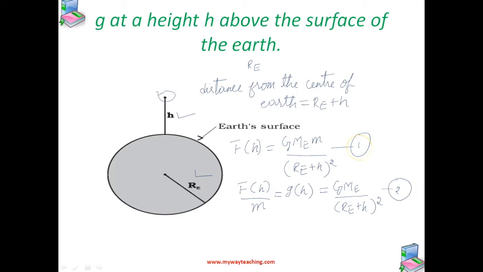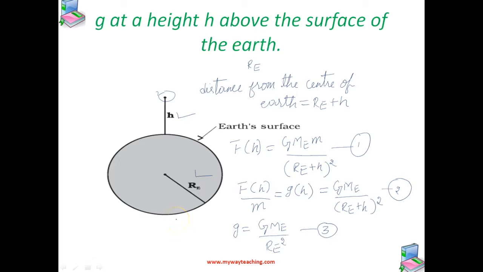So this is clearly less than the value of g on the surface of the earth, because the value of g is g me divided by re square. Here the denominator value is increased. Re plus h means the value in the denominator is more, so obviously the result will be less compared to this value. Here it contains only re, there is no h term in this equation. Let it be equation 3.